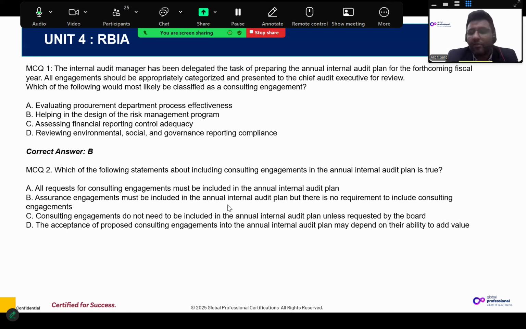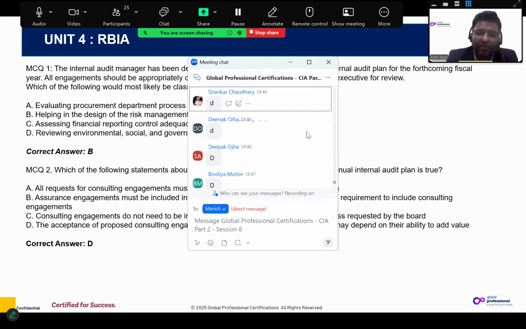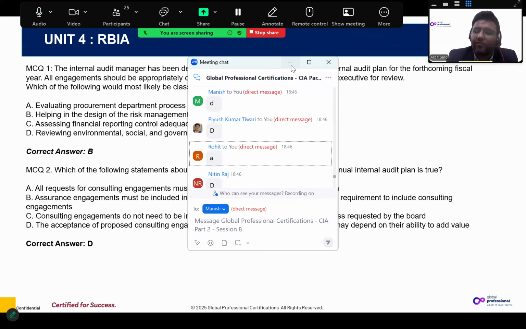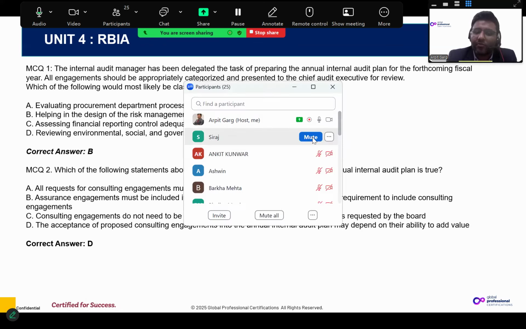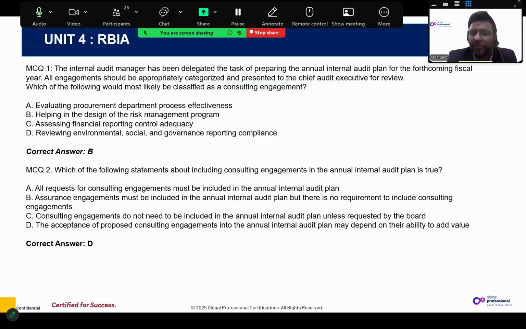So what is right, people? It is D, which is correct. So again, I think Radhika and Rohit, right? Yeah. So see again, if we have received a consulting engagement request, it may not be necessary, even if we can also decline the request for a consulting engagement. That's what we have understood, right?